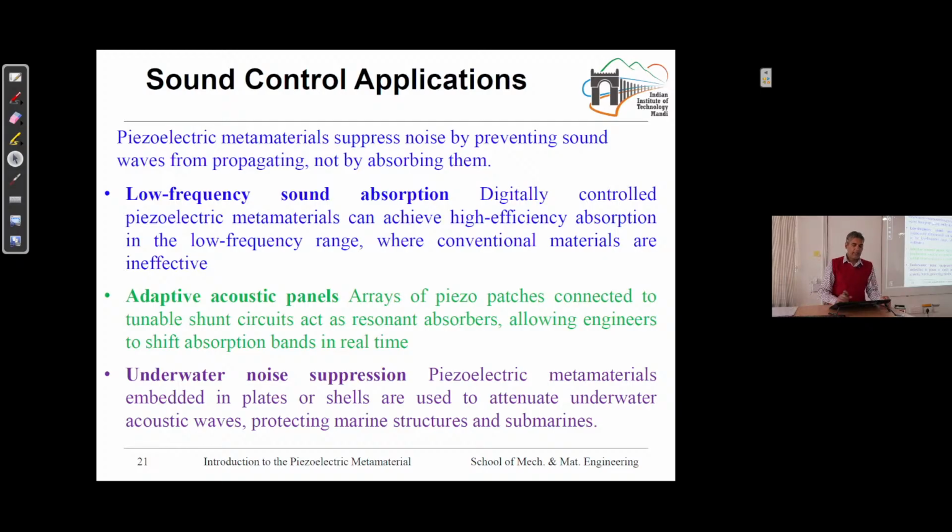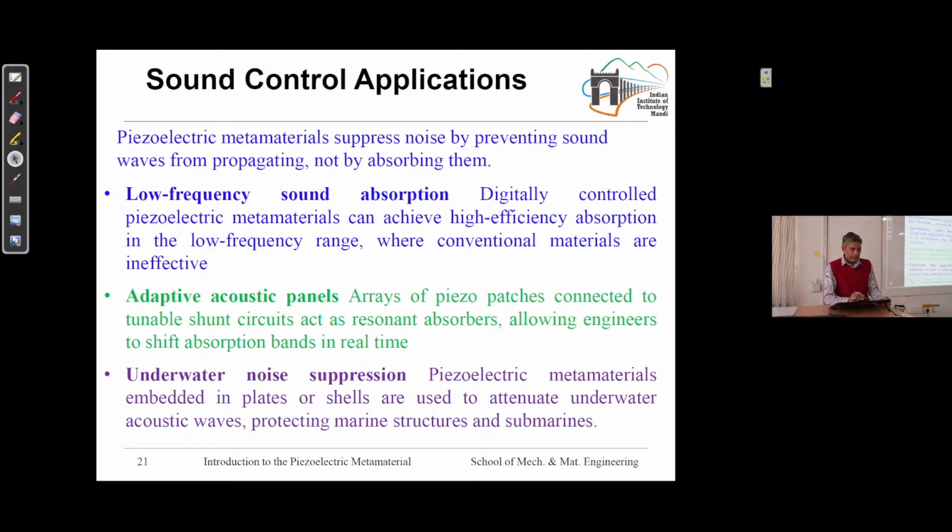Similarly, the applications of piezoelectric metamaterials in sound control. Piezoelectric metamaterials suppress noise by preventing sound waves from propagating, not by absorbing them, right? That is the main concept. Here the noise or sound is not absorbed; the waves are cancelled out, right? How they are cancelled out, that we will discuss.